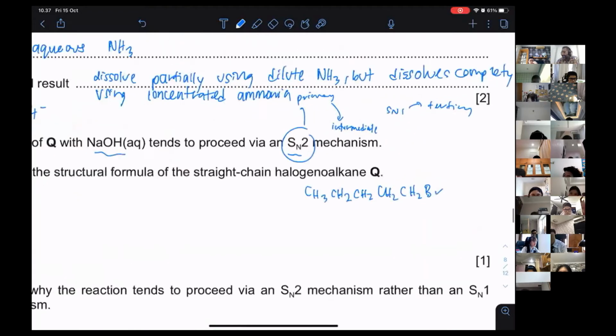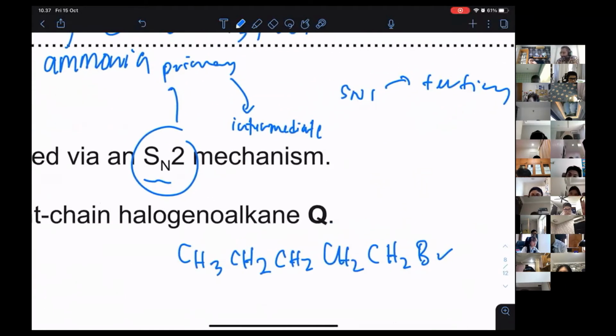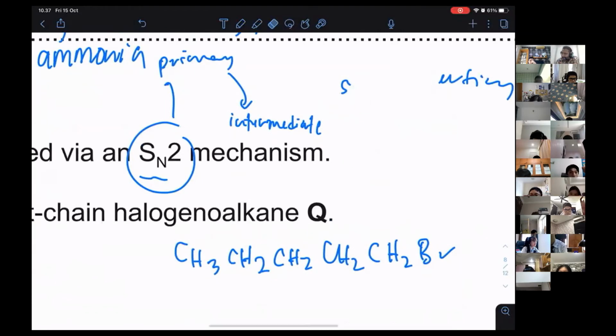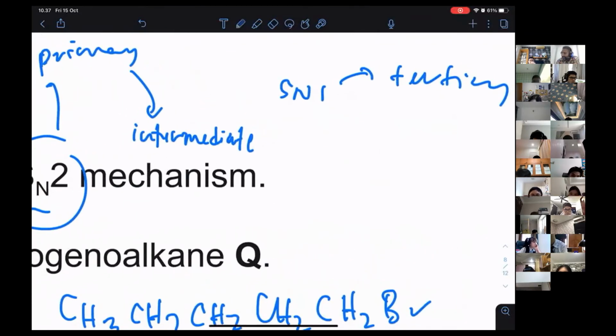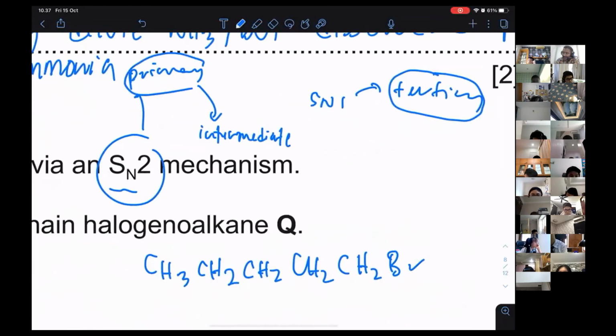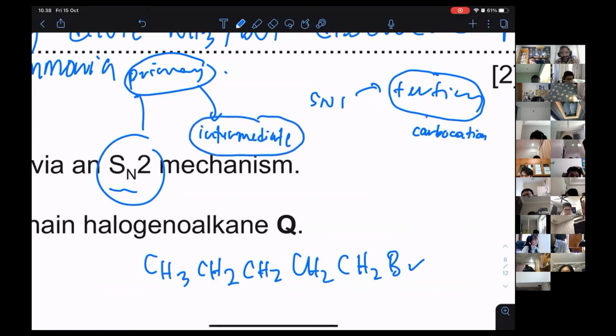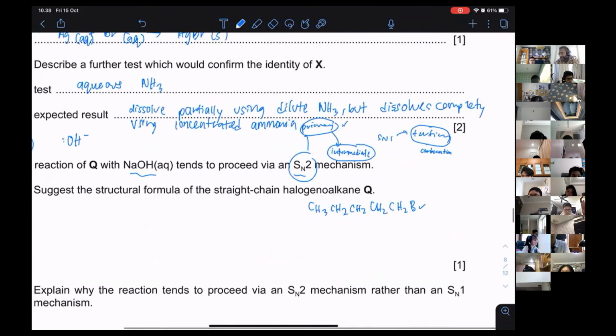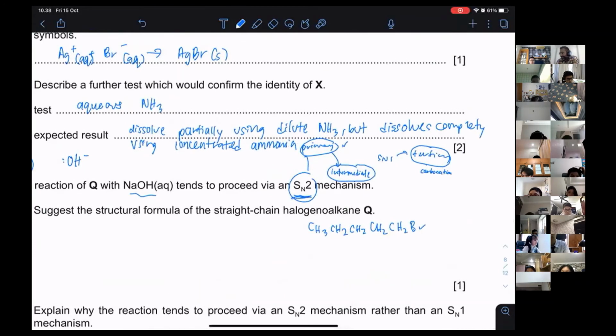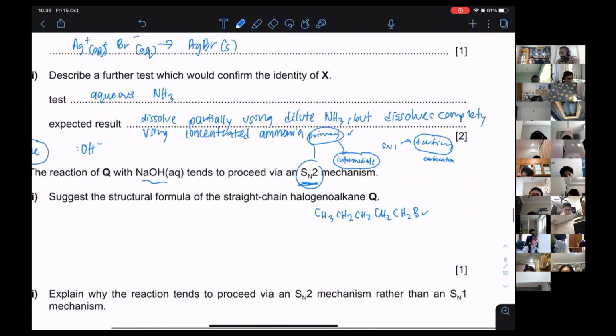Now, suggest the structural formula for the straight chain. You do remember here, SN2 mechanism. We have SN1 and SN2. SN1 is for tertiary halogenoalkane. SN2 is for primary halogenoalkane. Tertiary means they can form a carbocation, while primary can only form the transition complex. Since they say suggest the structural formula, it means it undergoes SN2, so it must be a primary halogenoalkane.